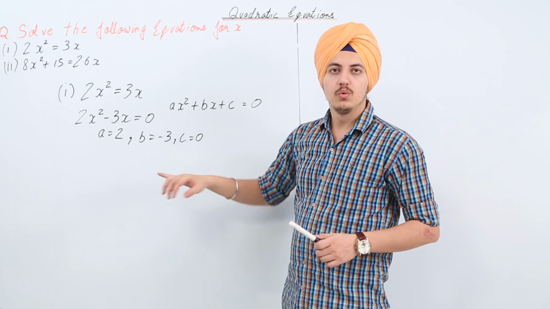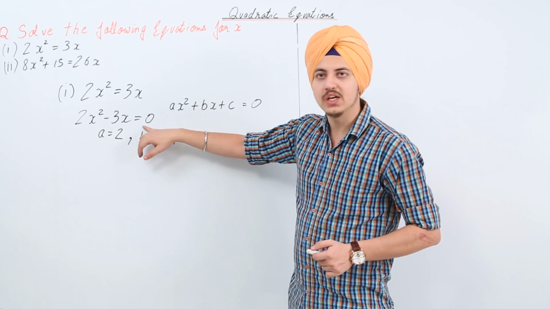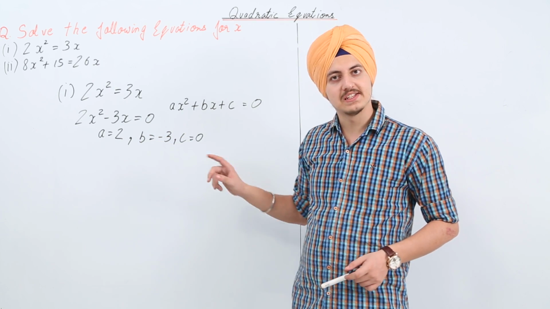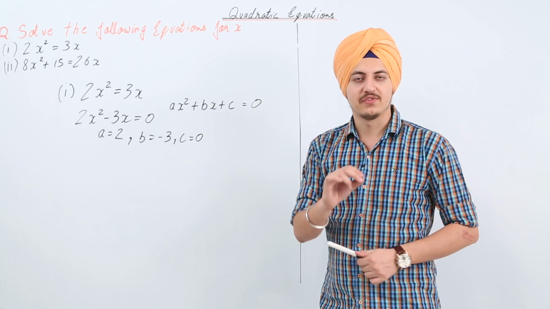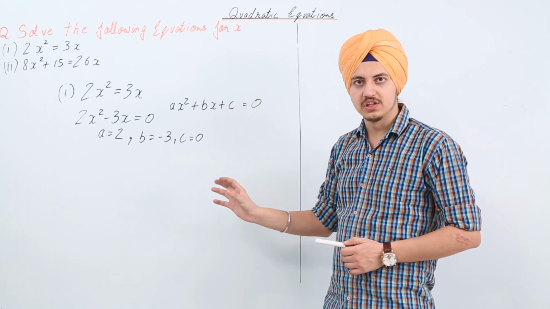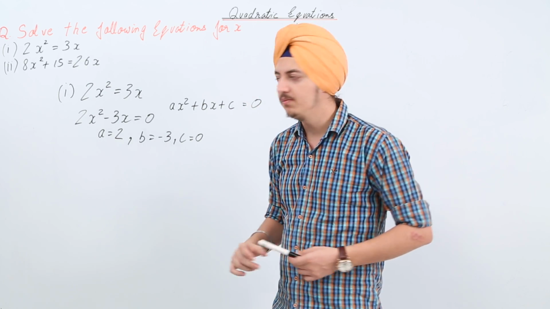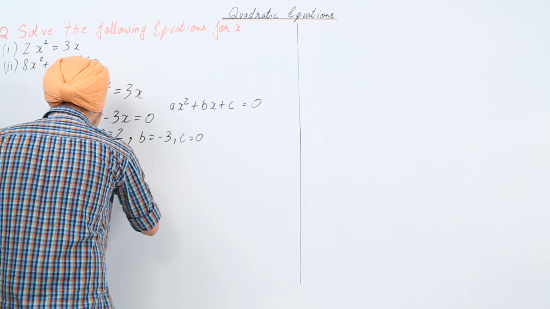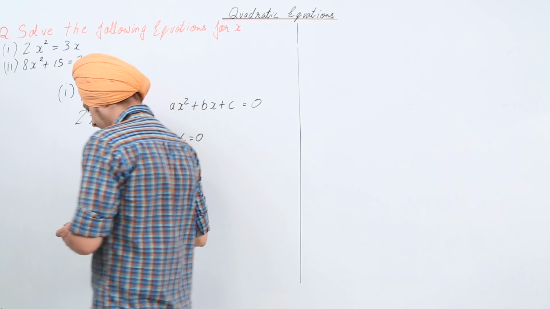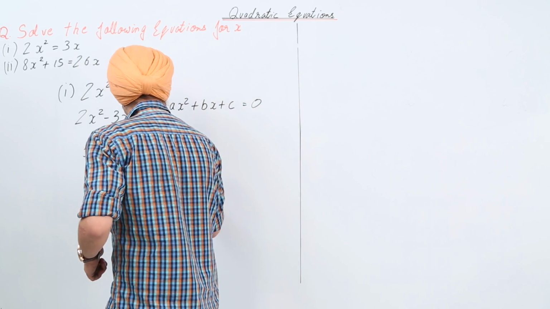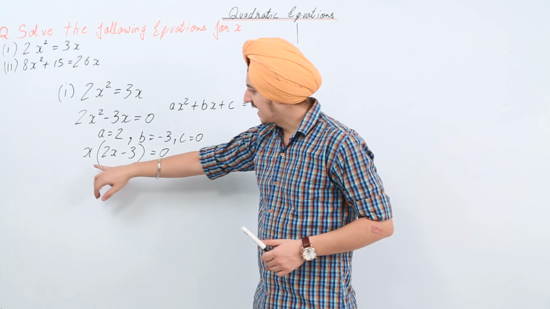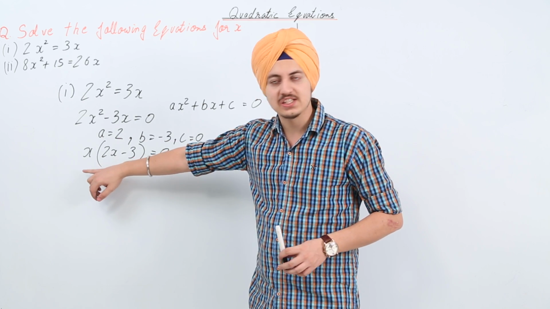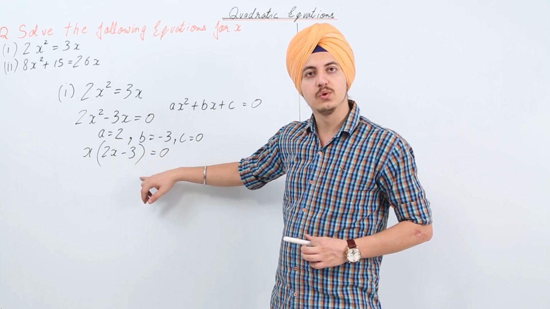Now we have to bring this equation into the form x minus y equal to 0 and x minus z equal to 0. As we are doing factorization, we have to bring it into zero product form. So how do we do this? We take x common, this becomes x times 2x minus 3 equal to 0. X minus 0 is x, so x and 2x minus 3 equal to 0.